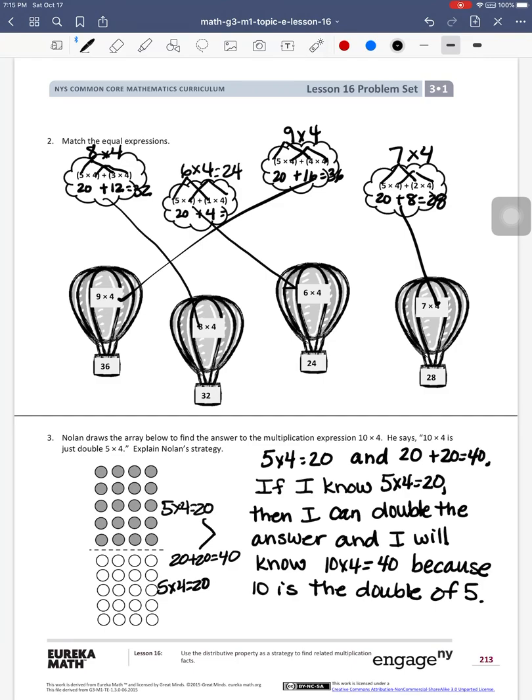If I know 5 times 4 equals 20, then I can double the answer and I will know 10 times 4 equals 40 because 10 is the double of 5. Now press pause and try your exit ticket.